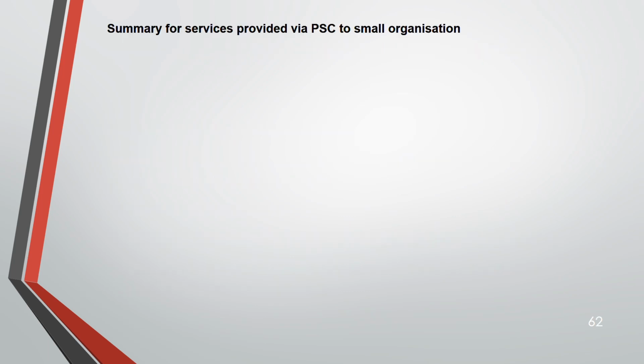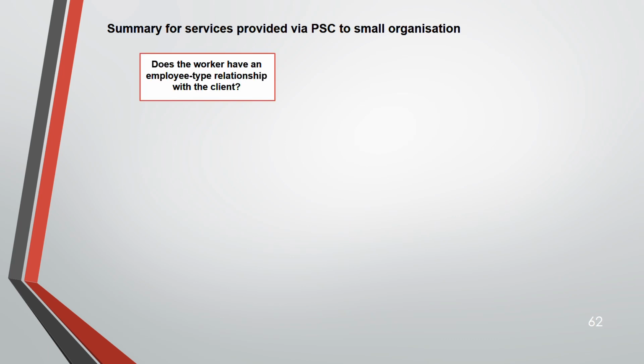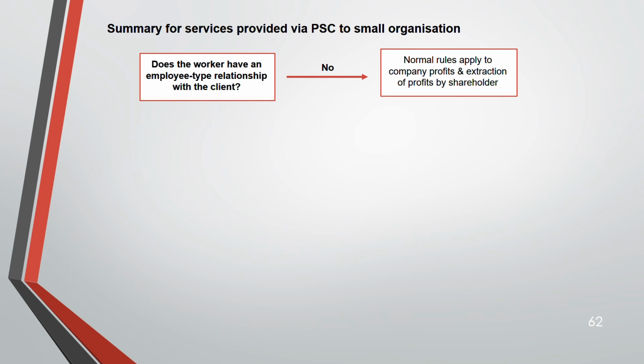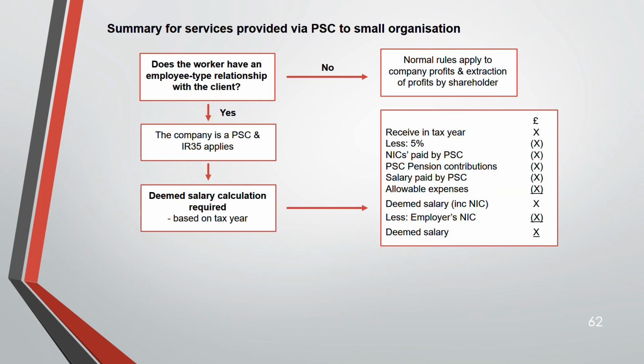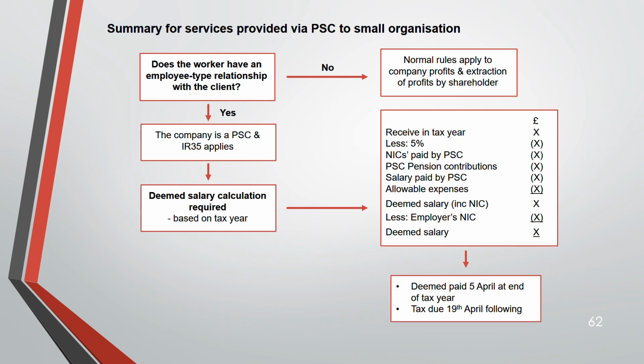Now, summary for services provided via a PSC to a small organization. Does the worker have an employee type relationship with the client? No: normal rules apply to company profits and extraction of profits by shareholder. Yes: the company is a PSC. Deemed salary calculation is required based on the tax year. Next, tax is due at 19th April following and deemed paid 5th April at the end of the tax year. Next, no tax on dividend paid from this profit.